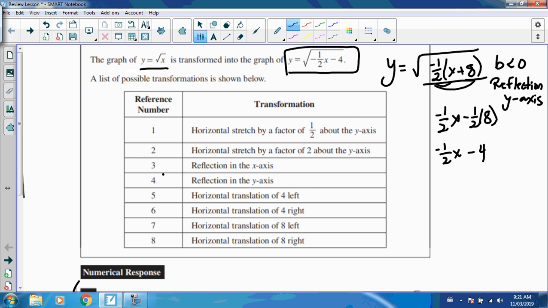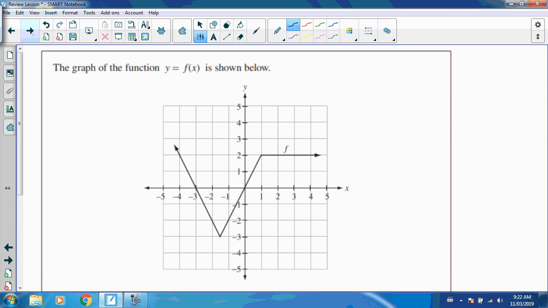So we're going to need this. B is 1/2, so that means a horizontal stretch factor of 2. Remember, the factor and b are reciprocals. So that would be this guy. And then lastly, h is -8. Remember, the sign looks different. So that's going to be a horizontal translation of 8 units left. So hopefully you saw that. All right, let's see what we've got next.